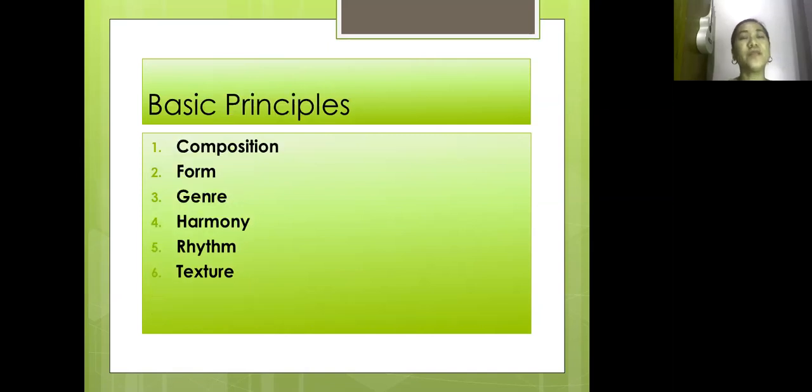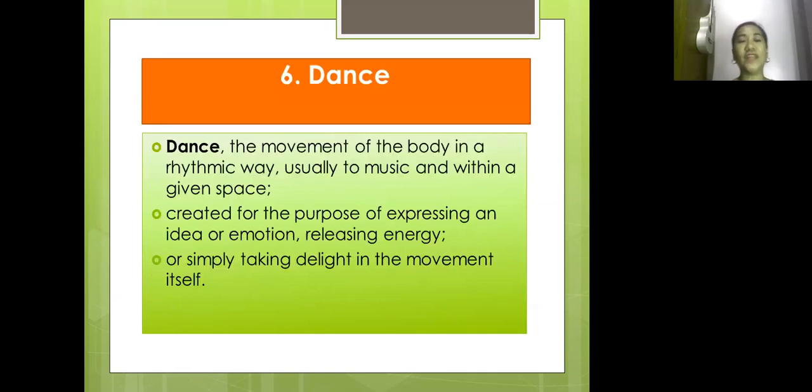And then when we say principles of the music, we have the composition, we have the form, we have the genre, we have the harmony, rhythm, and texture. Okay, the next one, we have the dance.